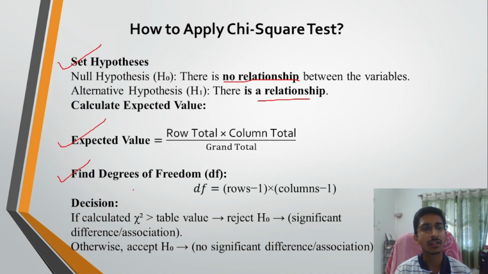Next we find the degree of freedom, which we calculate by row minus 1 multiplied by column minus 1. Our decision criteria would be: if the chi-square value is greater than the table value, we reject the null hypothesis. Clear? It means that there is a significant difference or association, and the alternate hypothesis holds. If the chi-square value is less than the table value, then we fail to reject the null hypothesis, so there is no significant difference, correct?